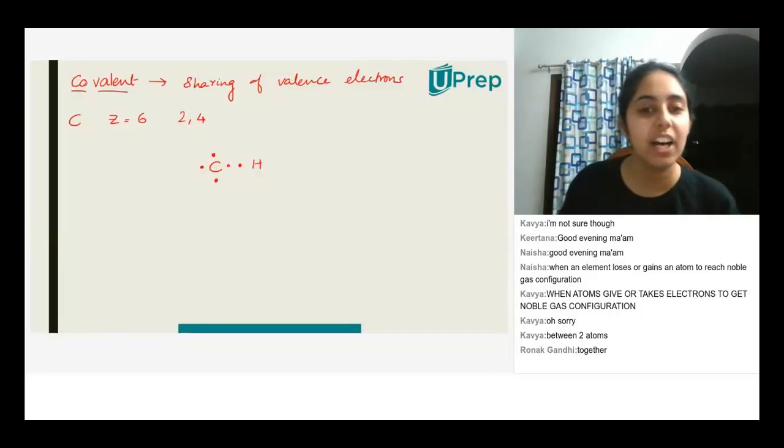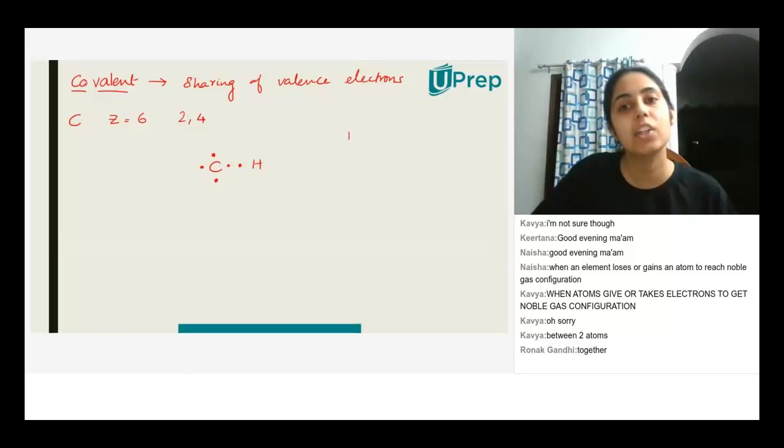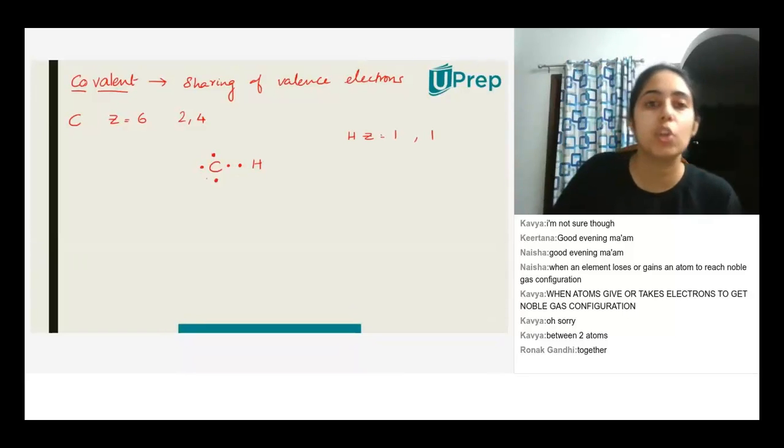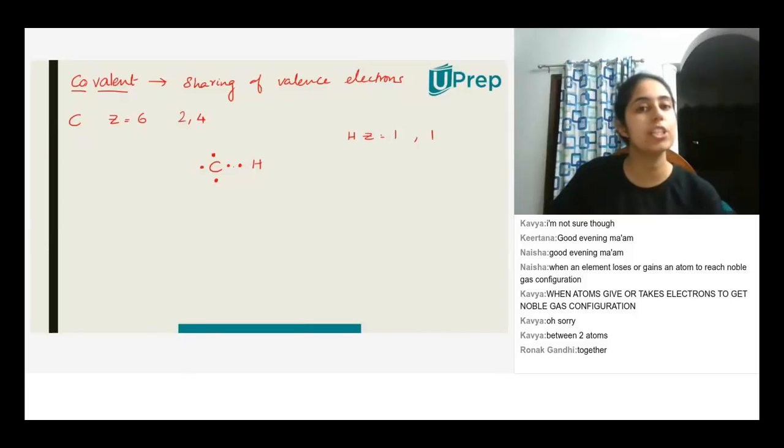All right. So I'm going to take hydrogen, and hydrogen has atomic number 1, electronic configuration 1. Its Lewis dot structure is nothing but 1 dot. So I'm just going to place a hydrogen next to the carbon, and hydrogen requires 1 more electron in order to complete its duplet configuration. So it shares one of its electrons with carbon.